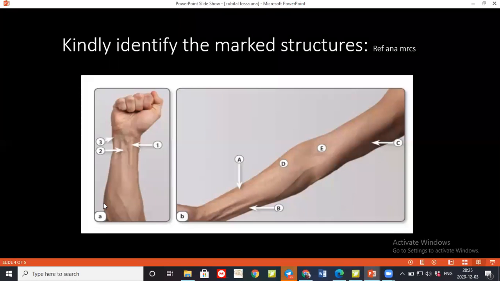Okay, can you please identify these structures in picture A, 1, 2, 3, and in picture B, A, B, C, D, E. So, one will be the tendon of the flexor carpi radialis. Then two will be palmaris longus. Then three will be the tendon of the flexor carpi radialis.